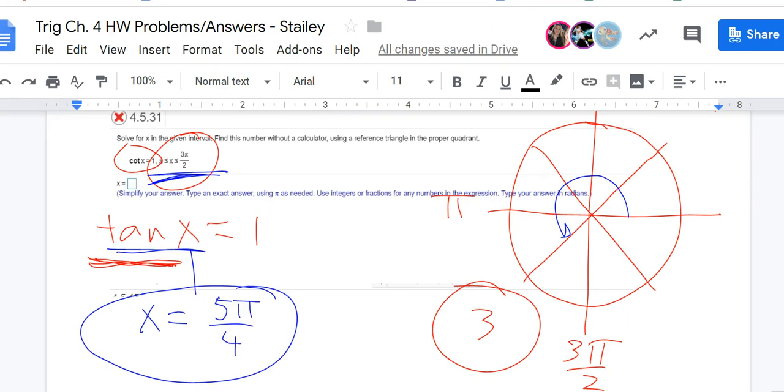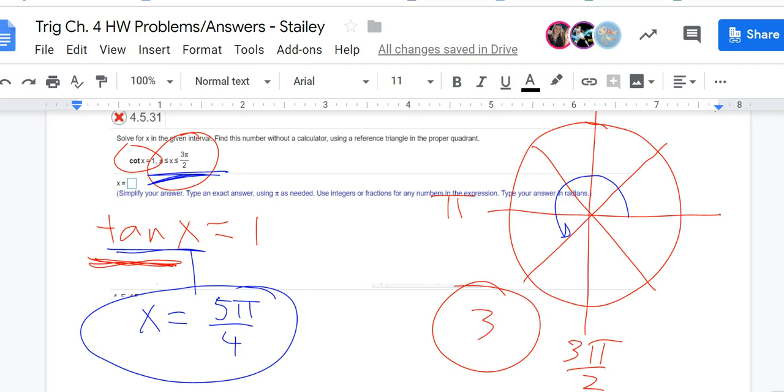So is tangent an x value, a y value, or a slope? Slope. That's why I drew the line right through there with a slope of 1, and I drew the angle measurement in blue right there, which is 5 pi over 4. Better. Does it make sense? Not make sense?